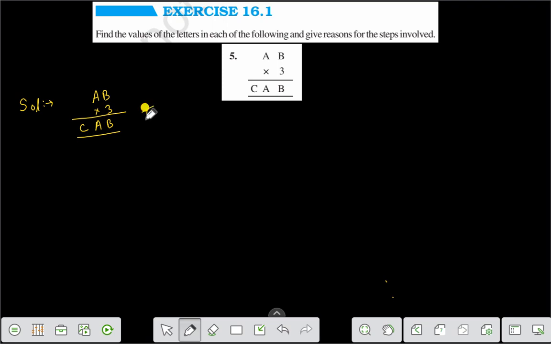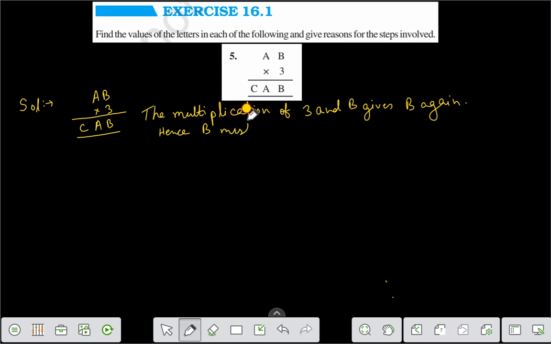The multiplication of 3 and B gives B again. Right? Hence B must be 0 or 5.